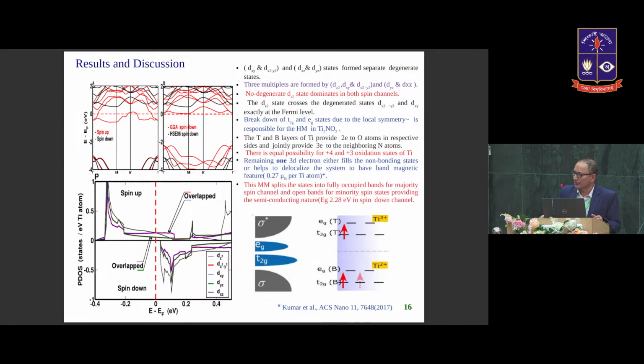It is easily shown in the semiconducting nature in the spin down channel. Here, this blue one and red one in the upper side, these overlap with each other. So out of 5, we see only 3 bands here.